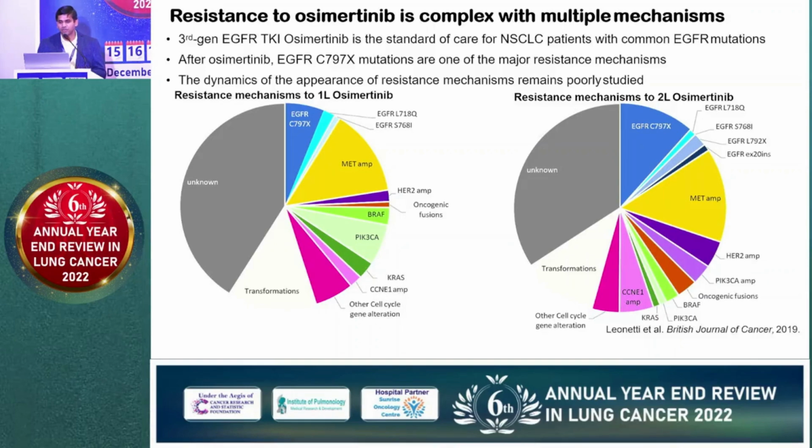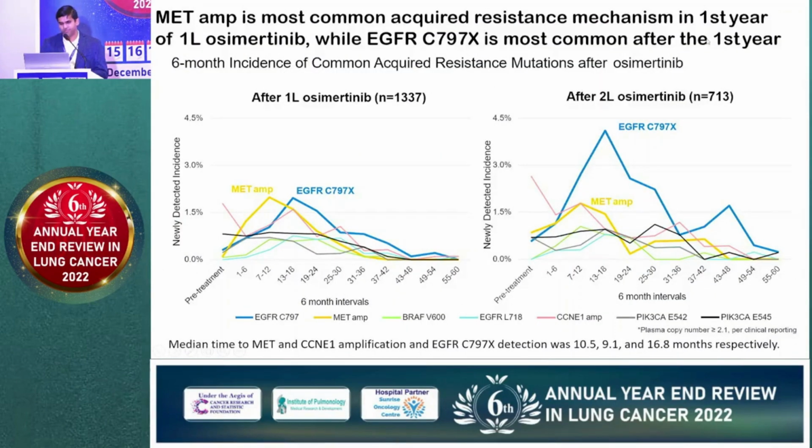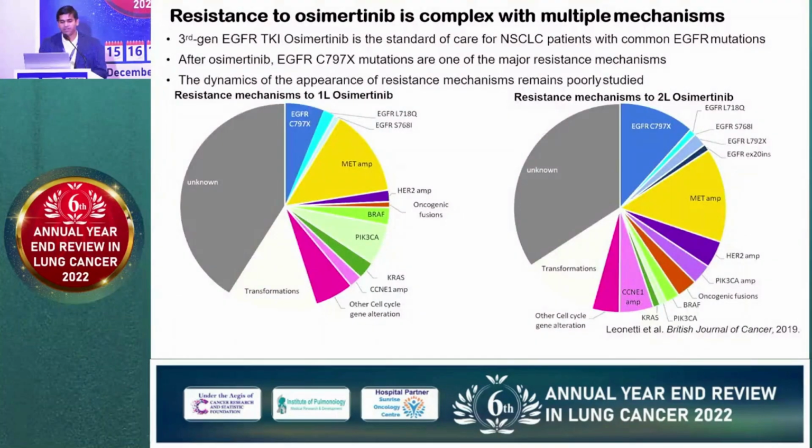Since osimertinib is the most common TKI at present, this study has shown that the C797X mutation is one of the major resistance mechanisms after osimertinib. Before this, in 2019, Leonetti et al. also presented that MET amplification is one of the most common. MET amplification is the first most common mutation occurring, followed by EGFR C797X. Otherwise, transformations are also occurring.